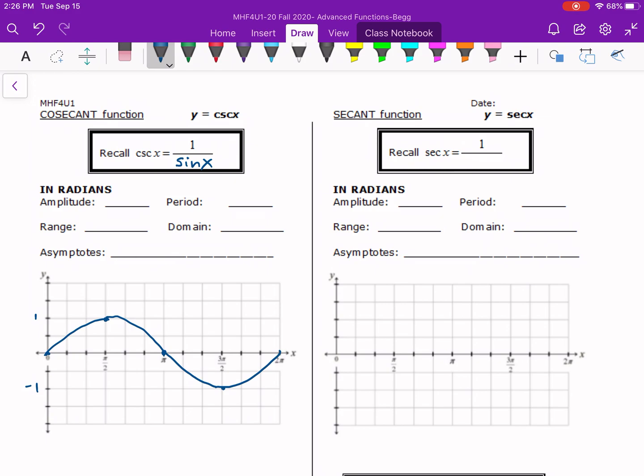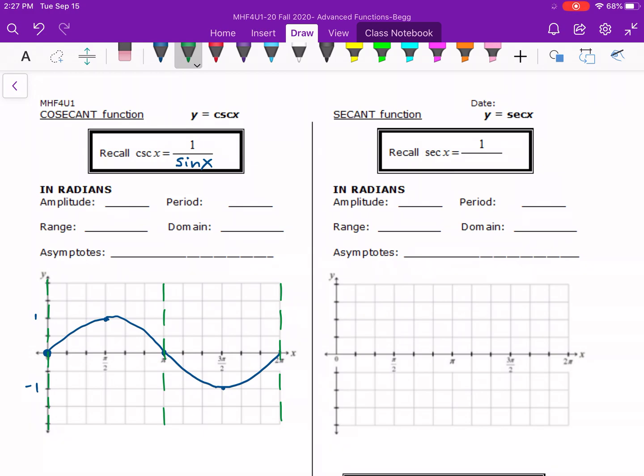So let's start with this point here, the origin, 0, 0. The y value is 0. 1 divided by 0 is undefined. So we're going to have an asymptote here at this point. In fact, anywhere that y equals sine x crosses the x-axis, we're going to have an asymptote. Because for each one of these points, we're going to have a y value of 0. So we're going to divide by 0. So we have 3 asymptotes that you can see here.